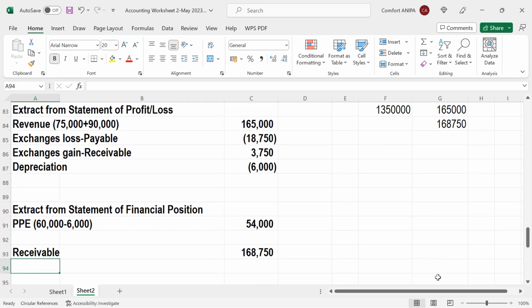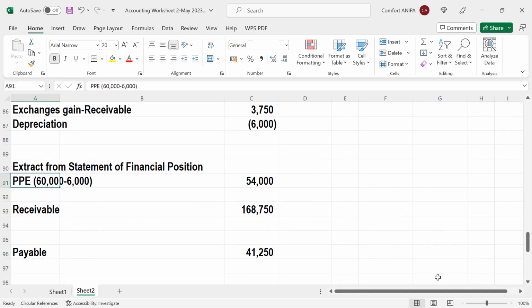For the statement of financial position, you have PPE at cost less accumulated depreciation. You have a receivable which is now 168,750, and you have a payable which is 41,250. So this is how you approach the questions.